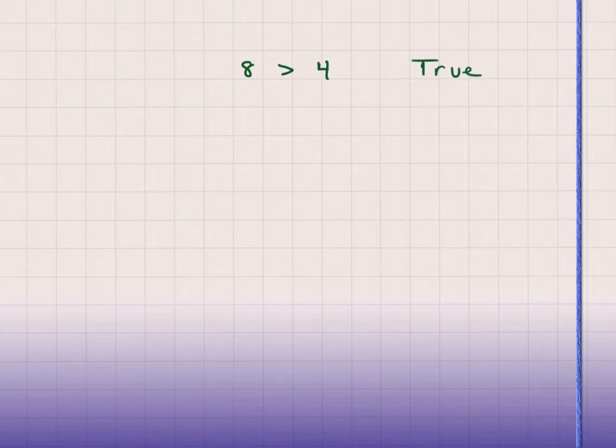Now let's say I divide both sides by a negative, any number you want. I'm going to divide by a negative 2. But look what happens when I do that. 8 divided by negative 2 is negative 4. 4 divided by negative 2 is negative 2. If I leave that inequality pointing to the right, this is no longer a true statement. It's now become false because negative 4 is not bigger than negative 2.